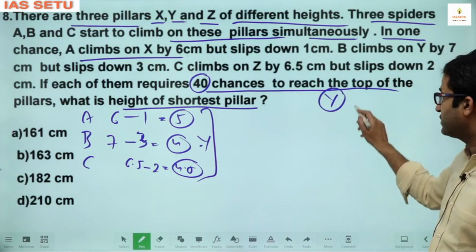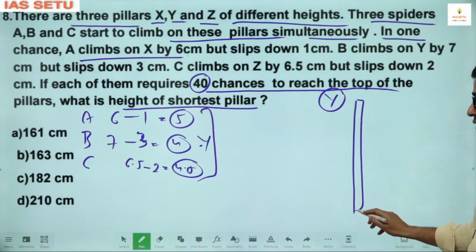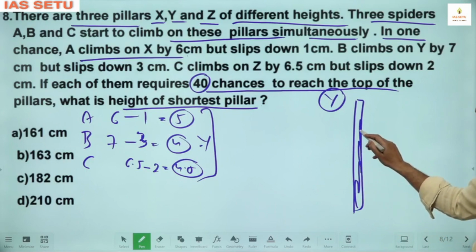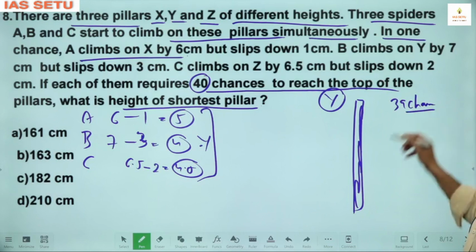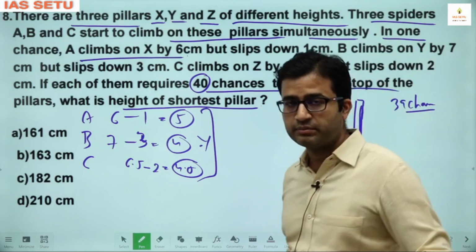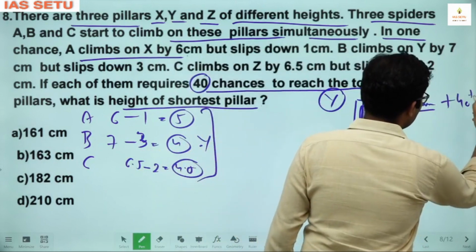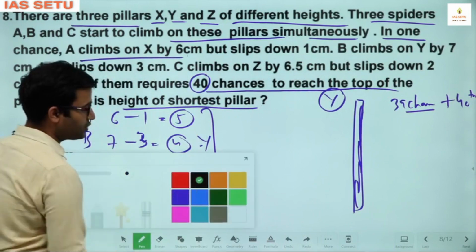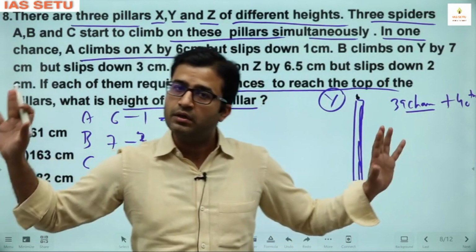And the next important point is, this is the pillar here. What is this spider B doing? Climb 7, slip down 3, climb 7, slip down 3, climb 7, slip down 3, and so on. This will keep on going for 39 chances, where the spider will climb and slip down, climb, slip down. But the 40th chance is very important in the life of this spider, because in this 40th chance, the spider will just climb and will be on the top of this pillar.